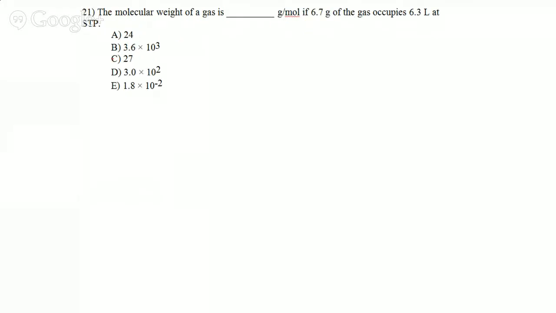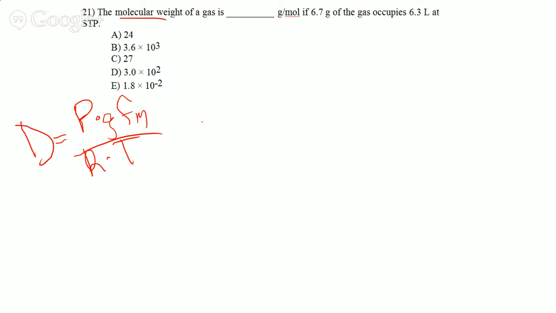Number 21. The molecular weight of the gas is blank grams per mole if 6.7 grams of the gas occupies 6.3 liters at STP. We can again use that density equation. Density equals P times the GFM all over R times T. I want the molecular weight, so we're looking for GFM. Why don't I just rearrange that to get GFM by itself through the powers of algebra. Ta-da!